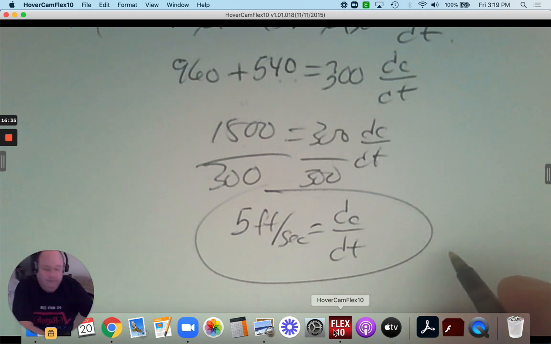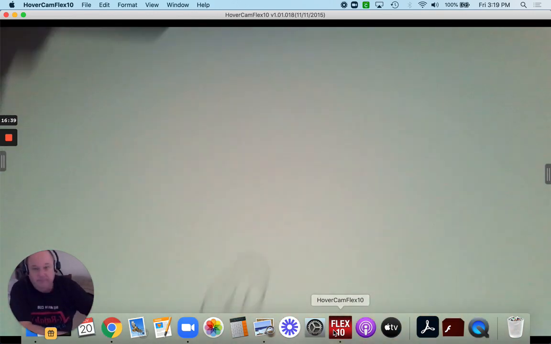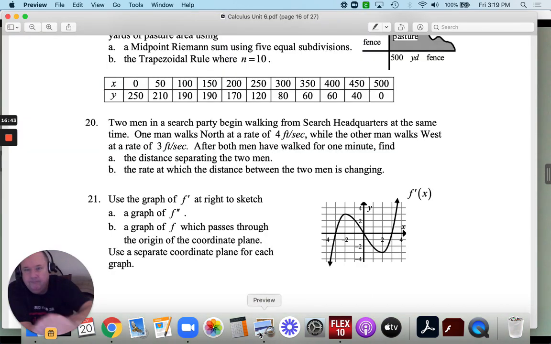21. Last one. So for 21, use the graph of the derivative at the right. And these are such good questions because they're challenging conceptually. And the more we practice, the stronger we'll get, I hope.